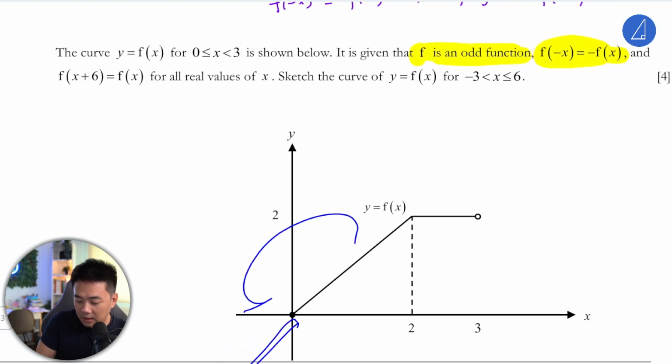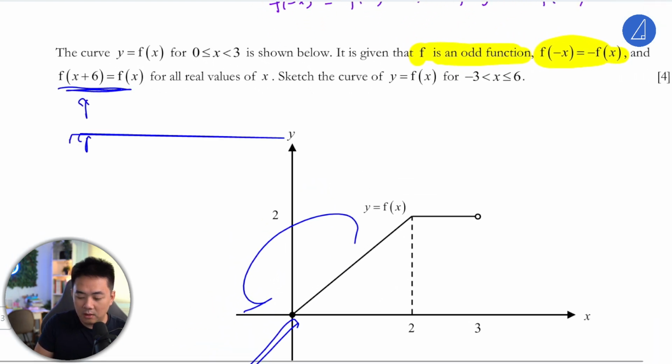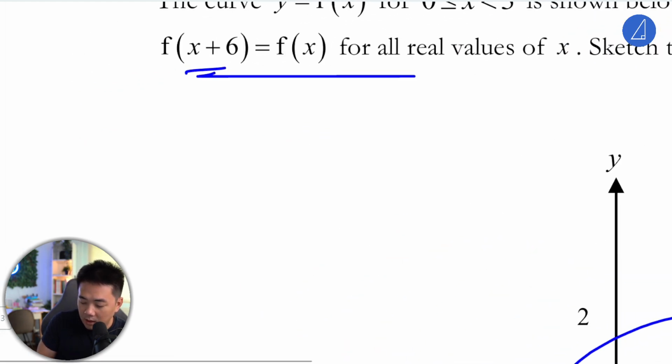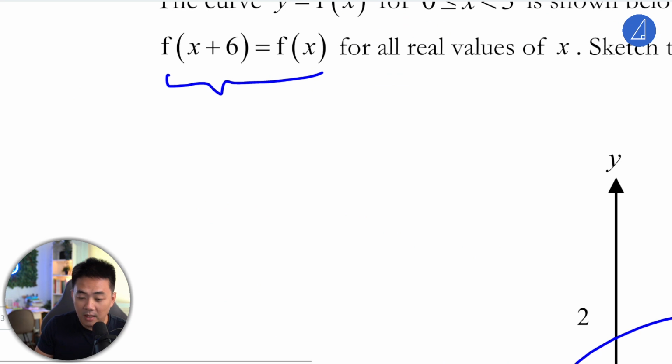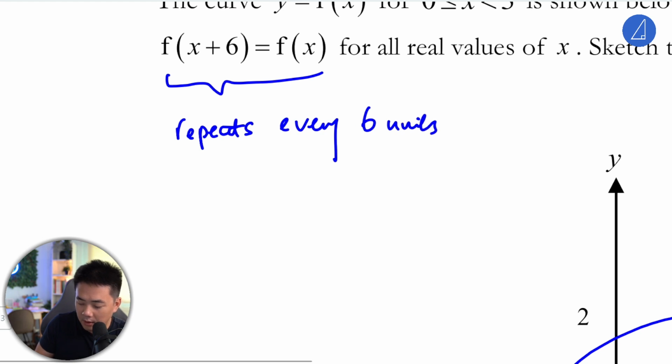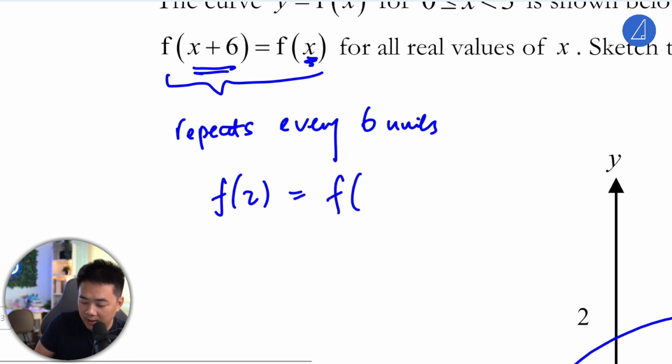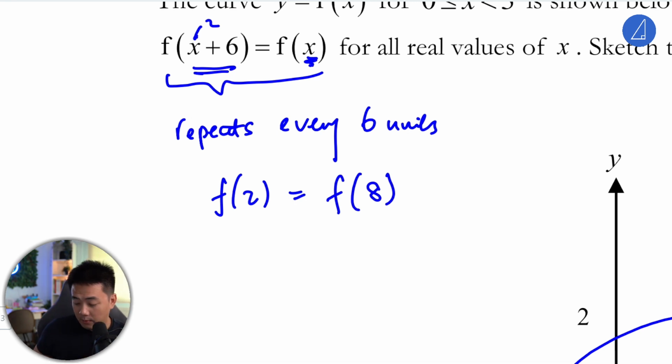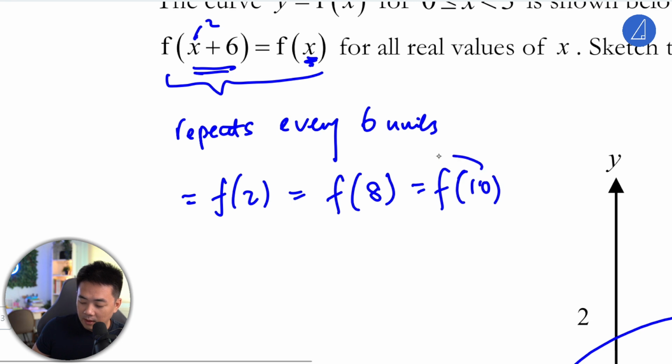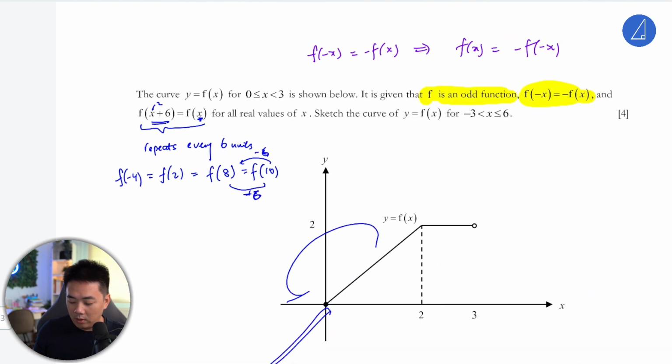Besides that, we could draw the first thing. Then this tells you that the function repeats every 6 units, because this is what we do in periodic functions. If I have f(2), it means f(2) is also f(2 + 6), which is f(8). The y value of f(2) will be equal to the y value of f(8). It also means this will be equal to f(10) and so on. If you can plus 6, you can also minus 6, so this will be f(-4) as well. You just repeat every 6 units.